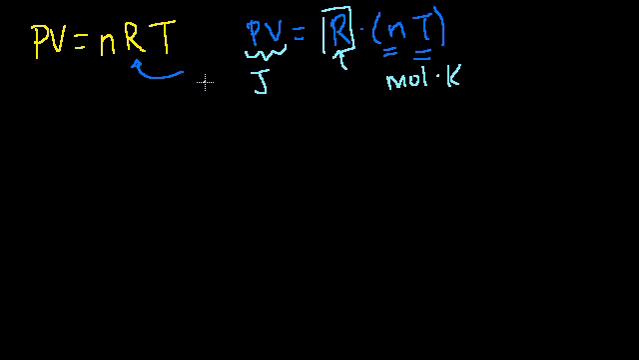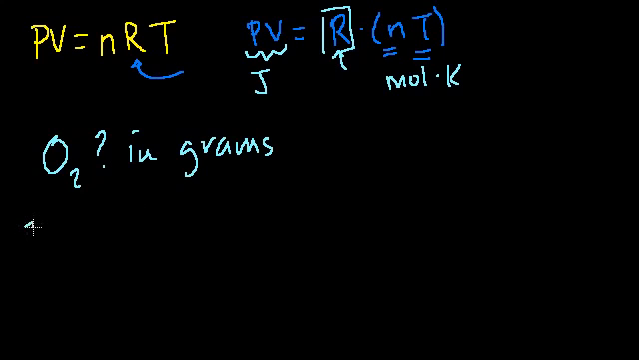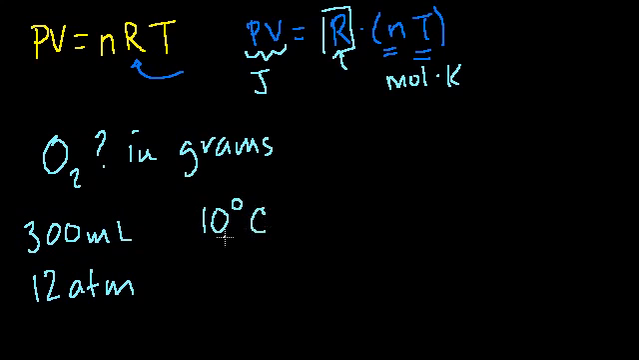Now, with that said, let's do some more problems. Let's say we want to know grams of O2. How many grams of O2 are in a 300 milliliter container that has a pressure of 12 atmospheres, and the temperature is 10 degrees Celsius?